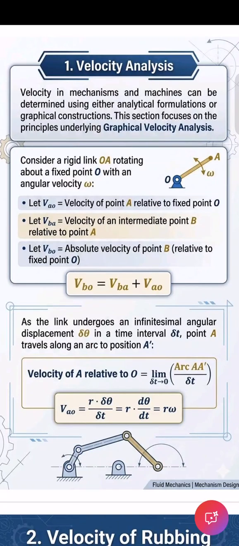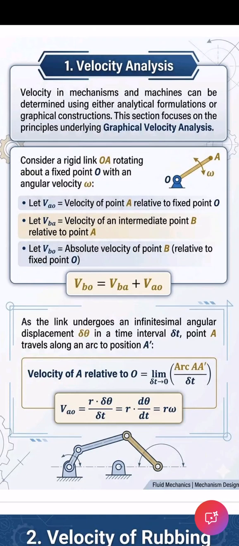Velocity analysis. Velocity in mechanisms and machines can be determined using either analytical formulation or graphical constructions. This section focuses on the principle underlying graphical velocity analysis. Consider a rigid link OA rotating about a fixed point O with an angular velocity omega.